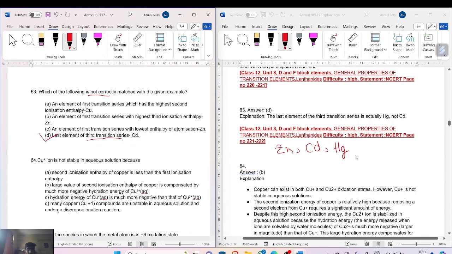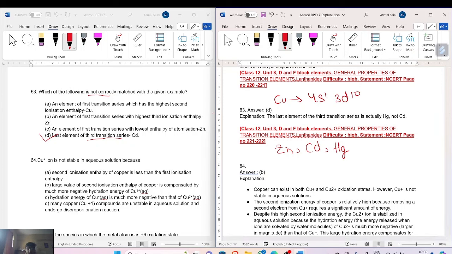The A part: the element of the first transition series with the highest second ionization enthalpy. We know the electronic configuration of copper is 4s1 3d10. Second ionization enthalpy means the first electron will be removed from 4s1, and then the next electron will be removed from 3d10. So it will be difficult and require more ionization enthalpy, because we have to remove an electron from a very stable, fully filled d10 orbital. So it will be correct.